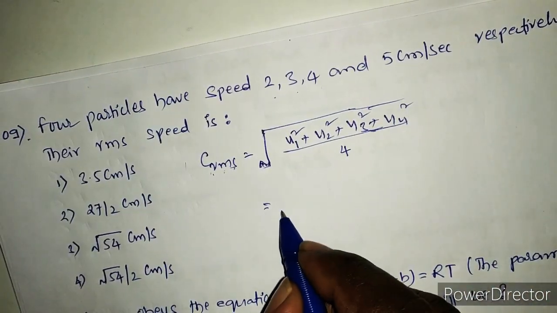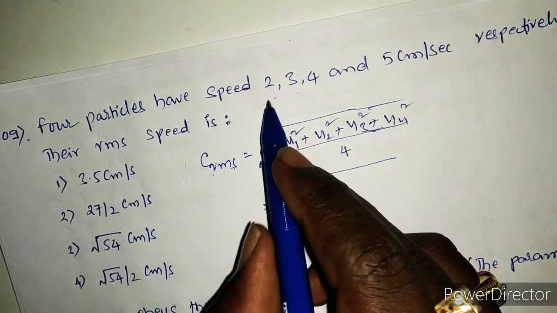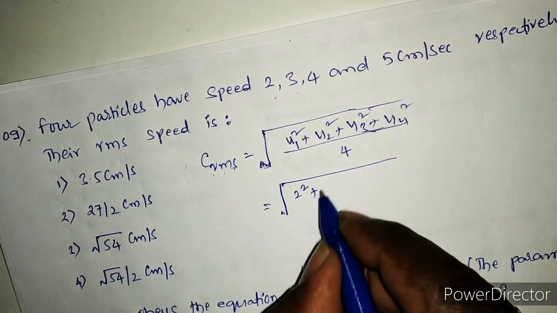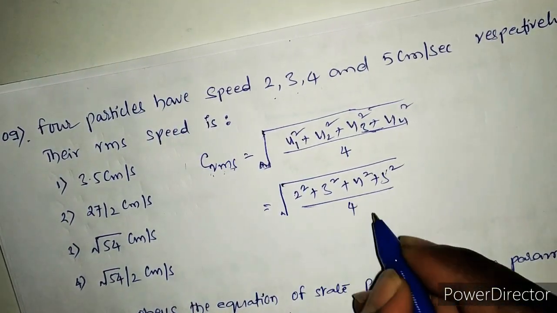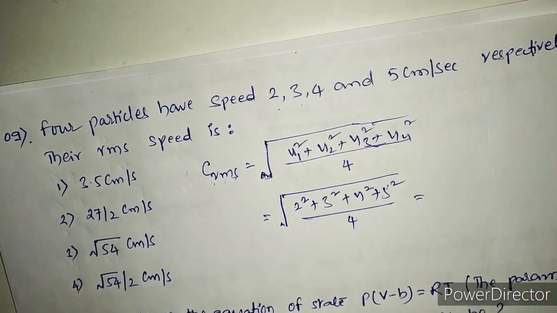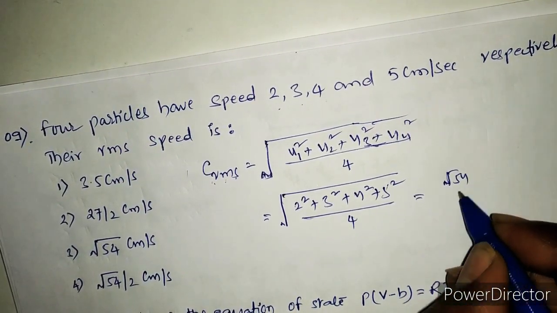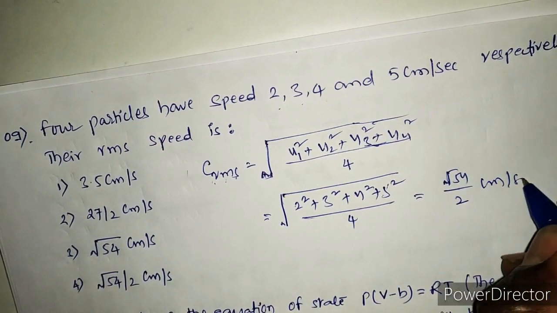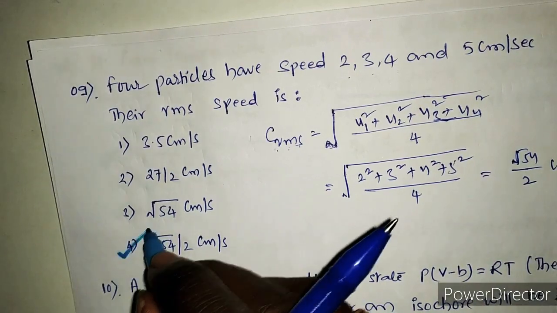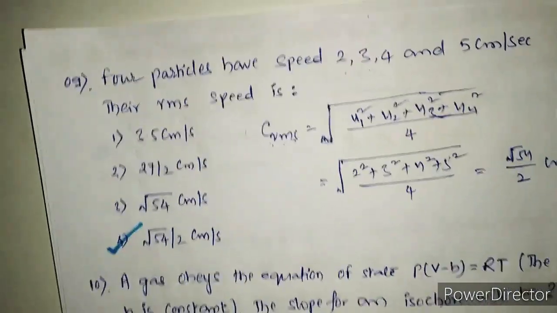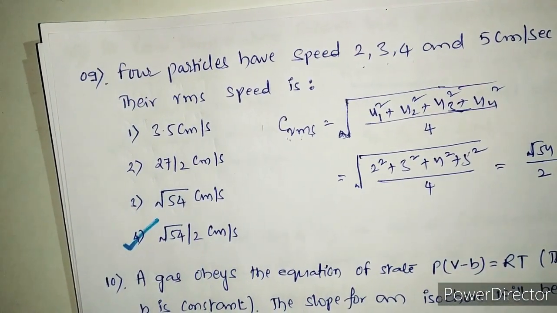So what is the first one? RMS value 2. Speed is 2 centimeter per second. That means it is 2 square plus 3 square plus 4 square plus 5 square by 4. How much you are going to get it is? If you do this calculation, you will get root 54 by 2 centimeter per second. So what is your answer here? Answer 4 is the right answer. Answer 4 is correct.